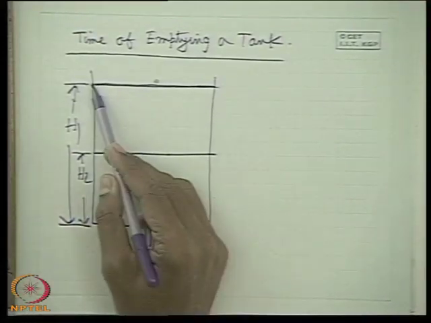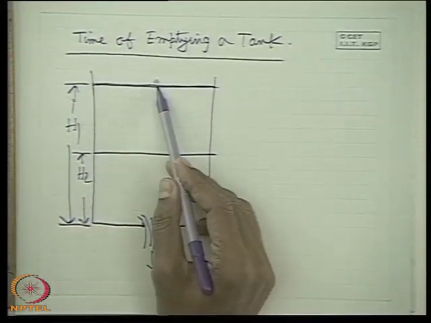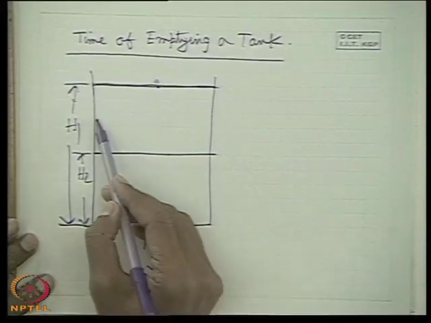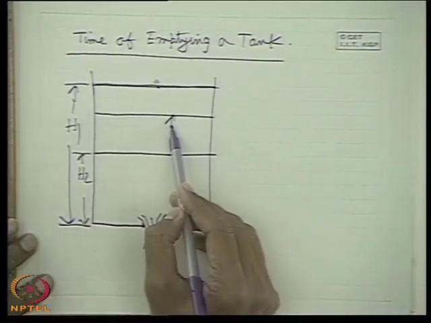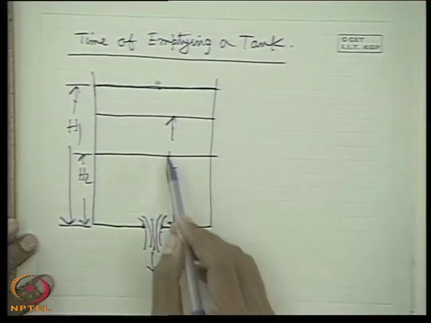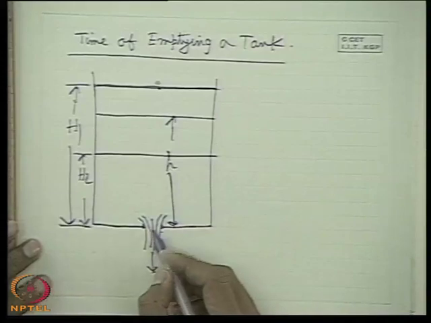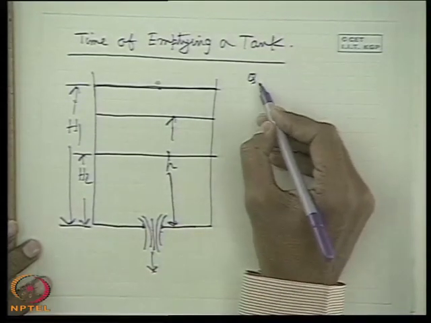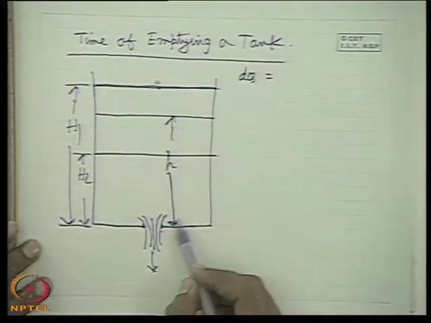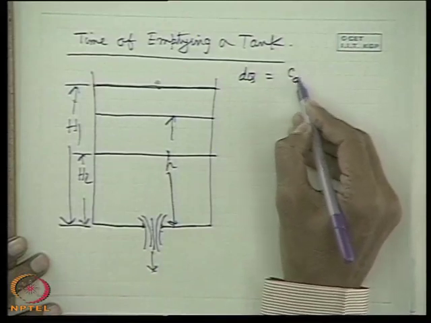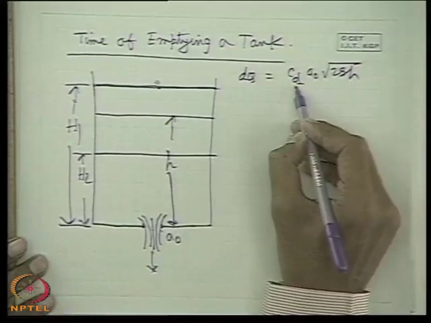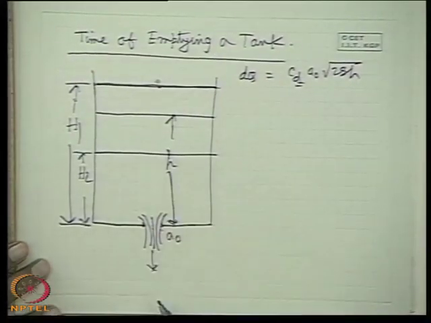Therefore the discharge is maximum when the height above the orifice is maximum, that means at the initial level. Then as the height falls, the discharge rate is reduced. Let us consider any instantaneous height h above the orifice, this bottom plane. In that case, the small discharge dQ through the orifice is CD into orifice area A0 into root over 2gh. CD takes care of all the losses, frictional losses and contraction and all these things.